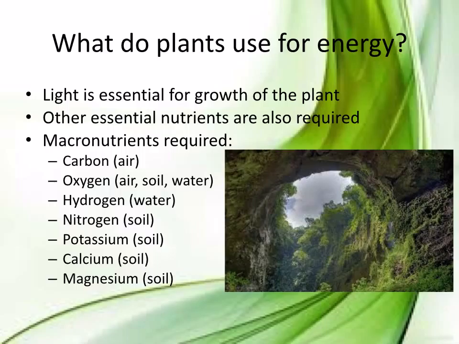So what do plants use for energy? Obviously, we all know that light is essential for the growth of the plant. And there are also other essential nutrients. Some macronutrients required: they need carbon, obviously, and they get that partly from us, from humans, who exhale carbon dioxide. Oxygen, which they can get from the air, soil, and water. Hydrogen from water. Nitrogen, potassium, calcium, and magnesium, which are all from the soil.